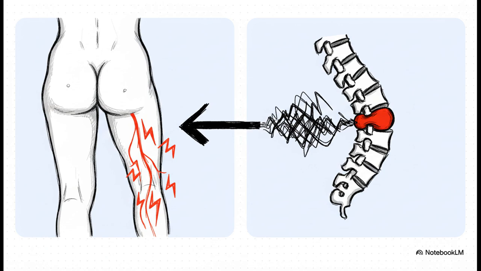What is the actual difference here? Think of it like this. Sciatica is the symptom. It's that pain, that tingling, that numbness zinging down your leg. It's the annoying radio static you're hearing. A herniated disc? That's just one possible structural cause. It might be the broken antenna that's creating the static, but it's not the static itself. Getting that difference is the first huge step to taking back control.